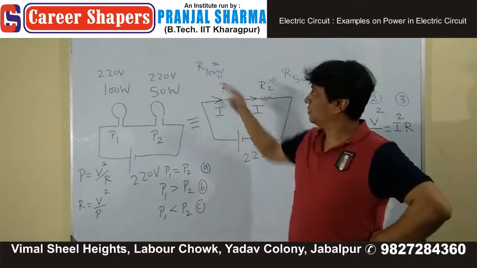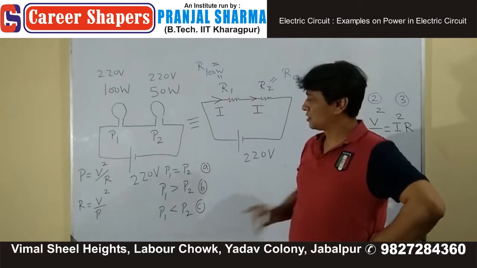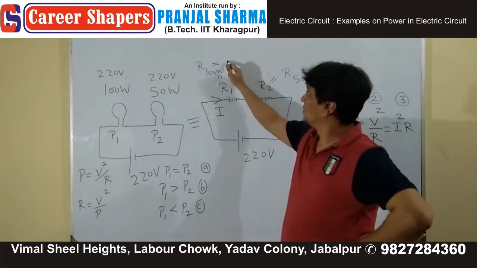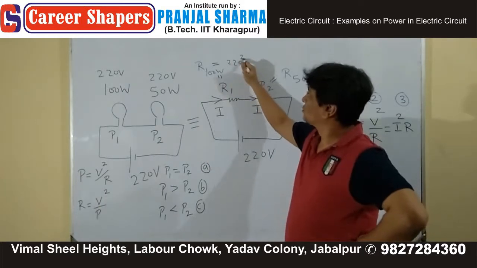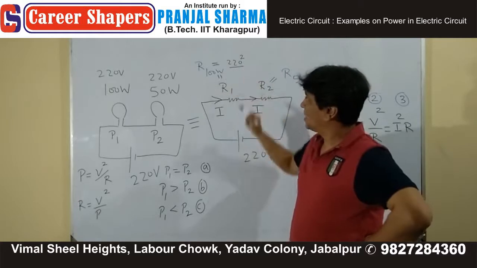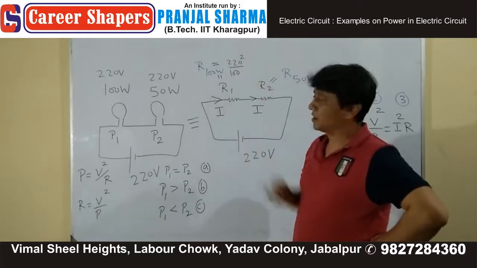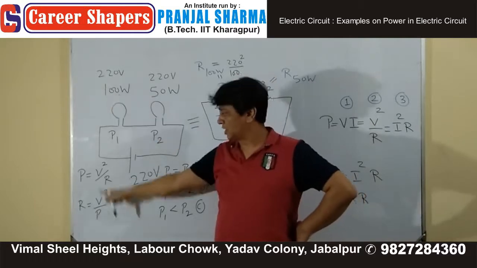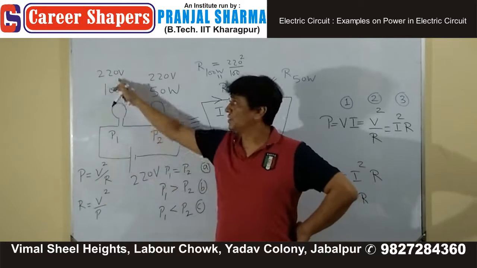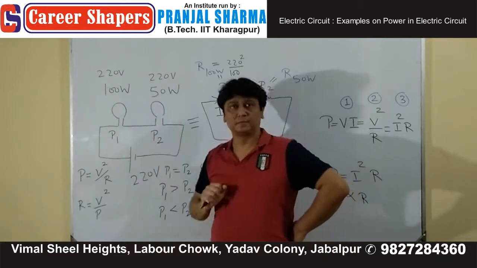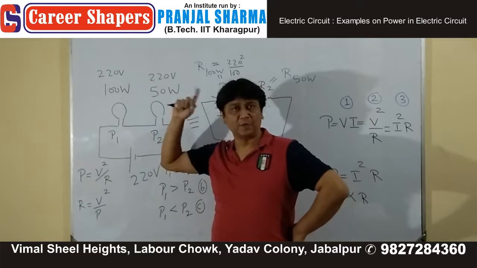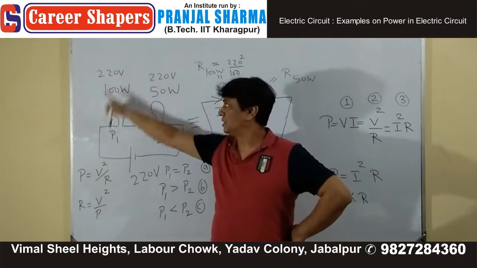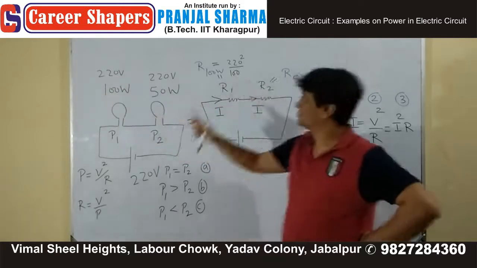Resistance of the 100-watt bulb, therefore, is what? What is the voltage? 220 square divided by power, 100. This voltage and this power will give you the resistance, because these are the standard powers. When at the manufacturing plant they connected this bulb across a 220 volt supply, the power output was 100. That gives you the resistance.